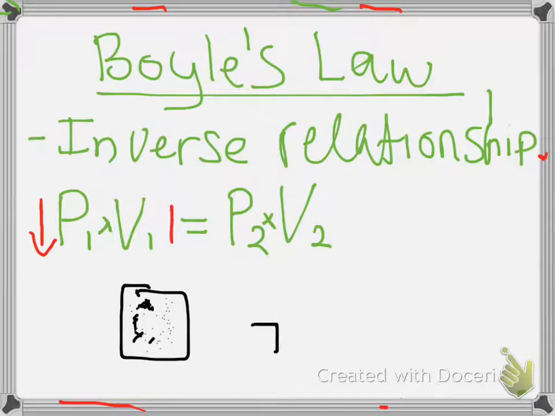Whereas if we have a smaller container and we put the same amount of molecules in there, the pressure is going to increase because the molecules are going to be acting upon each other more. There's going to be more collision or more chances of collision. So that is why when the volume decreases, the pressure increases, and vice versa. When the volume increases, the pressure is going to decrease because the gas molecules are not going to be acting upon each other.